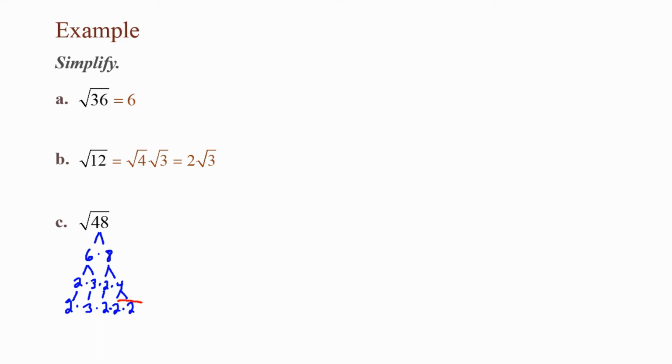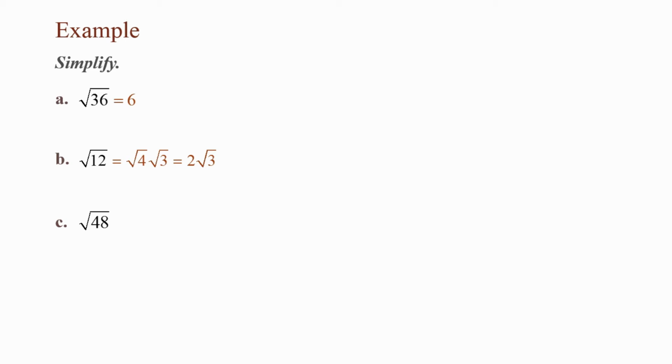So I have one pair here with my 2's, call that pair A, and then I have another pair here with another set of 2's, we'll call that pair B, and 3 is left over by itself. So with pair A, I'd have a square root of 2, with pair B, I'd have a square root of 2, and with my 3, it would stay under the radical, which would give me 4 square root of 3.